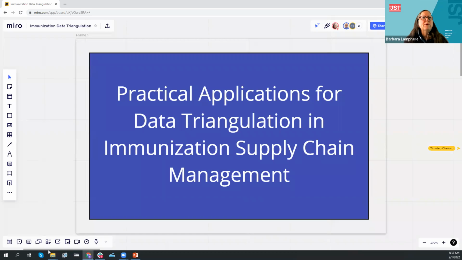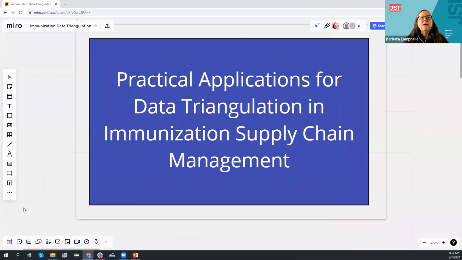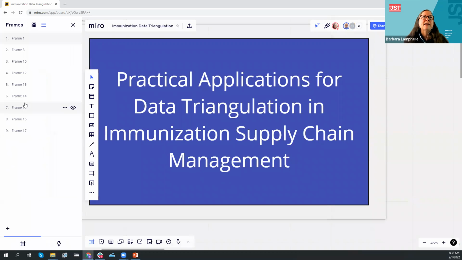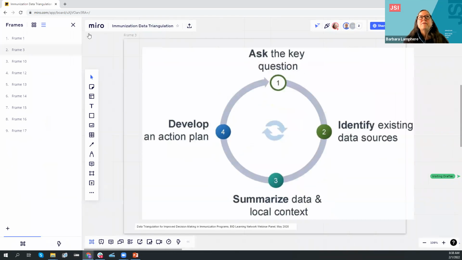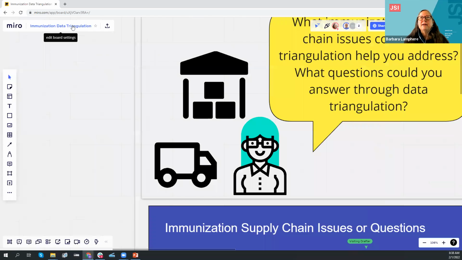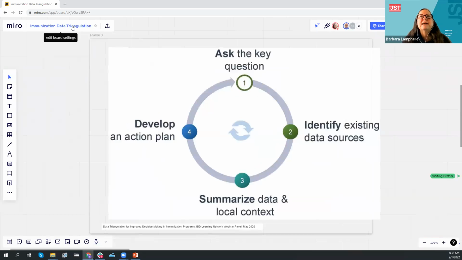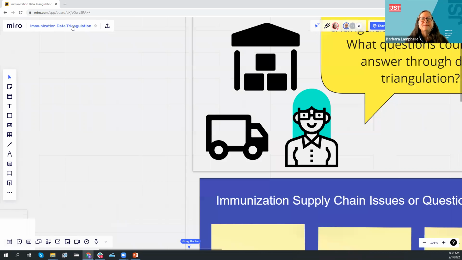I just want to remind you of the process that we looked at earlier for data triangulation, and that is that we first ask a key question, and then we identify the existing data sources, and summarize the data and local context, and then develop an action plan. So we looked at that earlier today. So what we're going to do right now is start by asking the key questions.